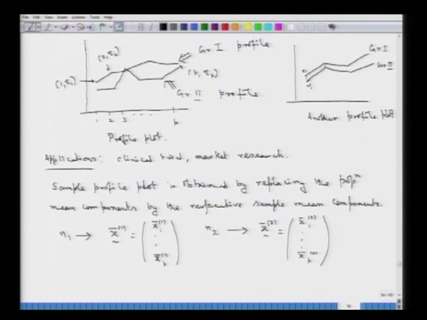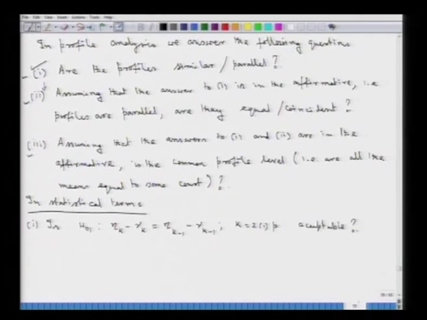Now, if all these differences are the same, then we will have the two profiles naturally to be parallel, and hence when we are trying to answer the question that the profiles of the groups are parallel, we are translating that particular question in terms of statistical hypothesis testing, in terms of this H01 hypothesis, that eta k minus nu k is equal to eta k minus 1 minus nu k minus 1. This is for every k starting from 2 up to p.